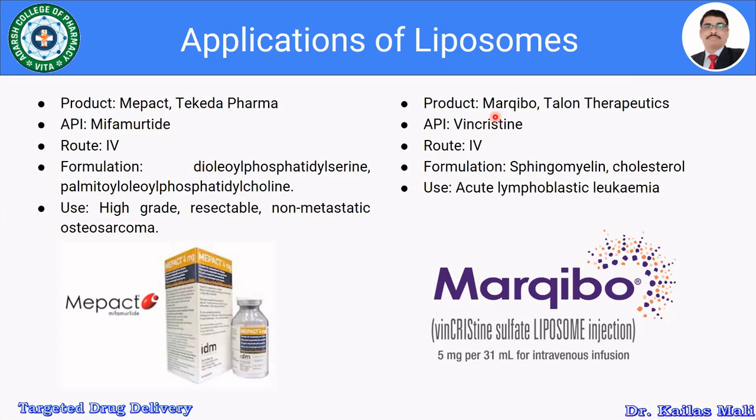Then the Marqibo, which is developed by Talon Therapeutics, which comprises the drug vincristine. It is given by the intravenous route, and it is formulated with sphingomyelin and cholesterol, and it is used for acute lymphoblastic leukemia. So this is a product, Marqibo vincristine sulfate liposome injection given by the intravenous route as an intravenous infusion.